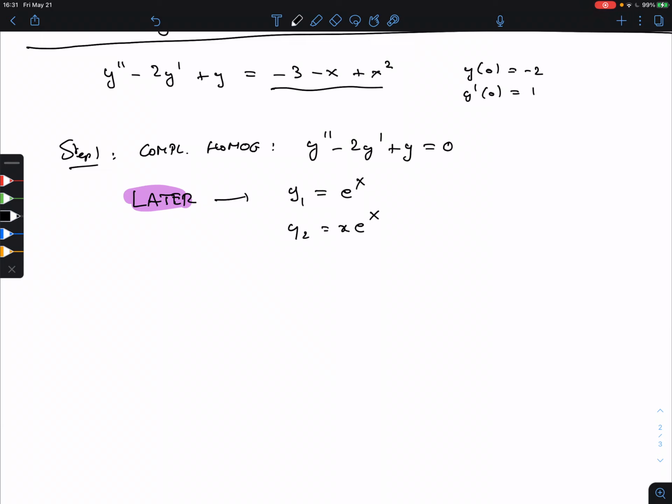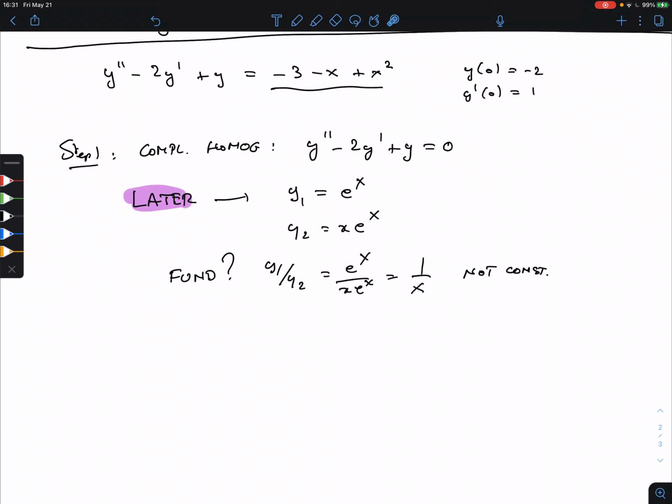Now, is this a fundamental system? Well, we have to look at y1 over y2, which is e^x over x e^x. The e^x cancels, but not the x. So this is not constant. You see e^x and x e^x. Well, x e^x is a multiple of e^x, namely x times e^x, but not a constant multiple. That's why they are a fundamental system.